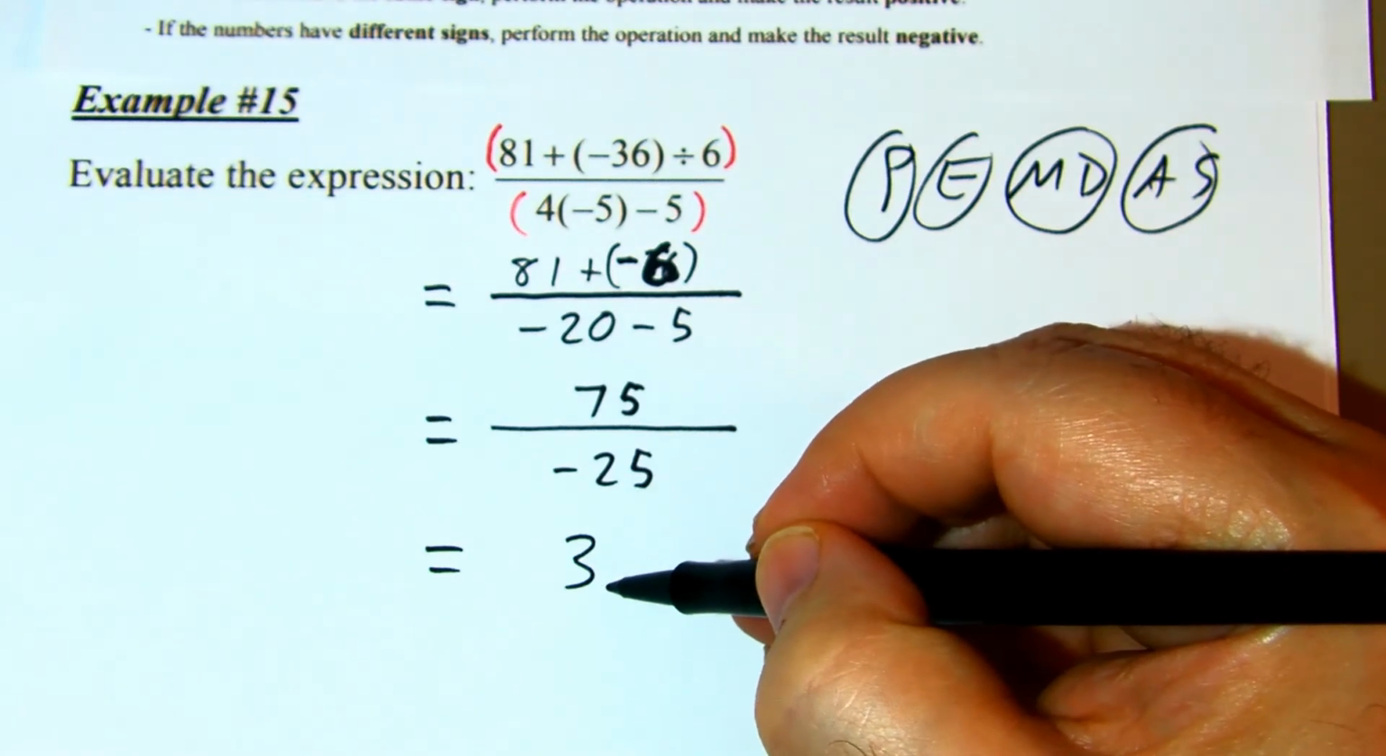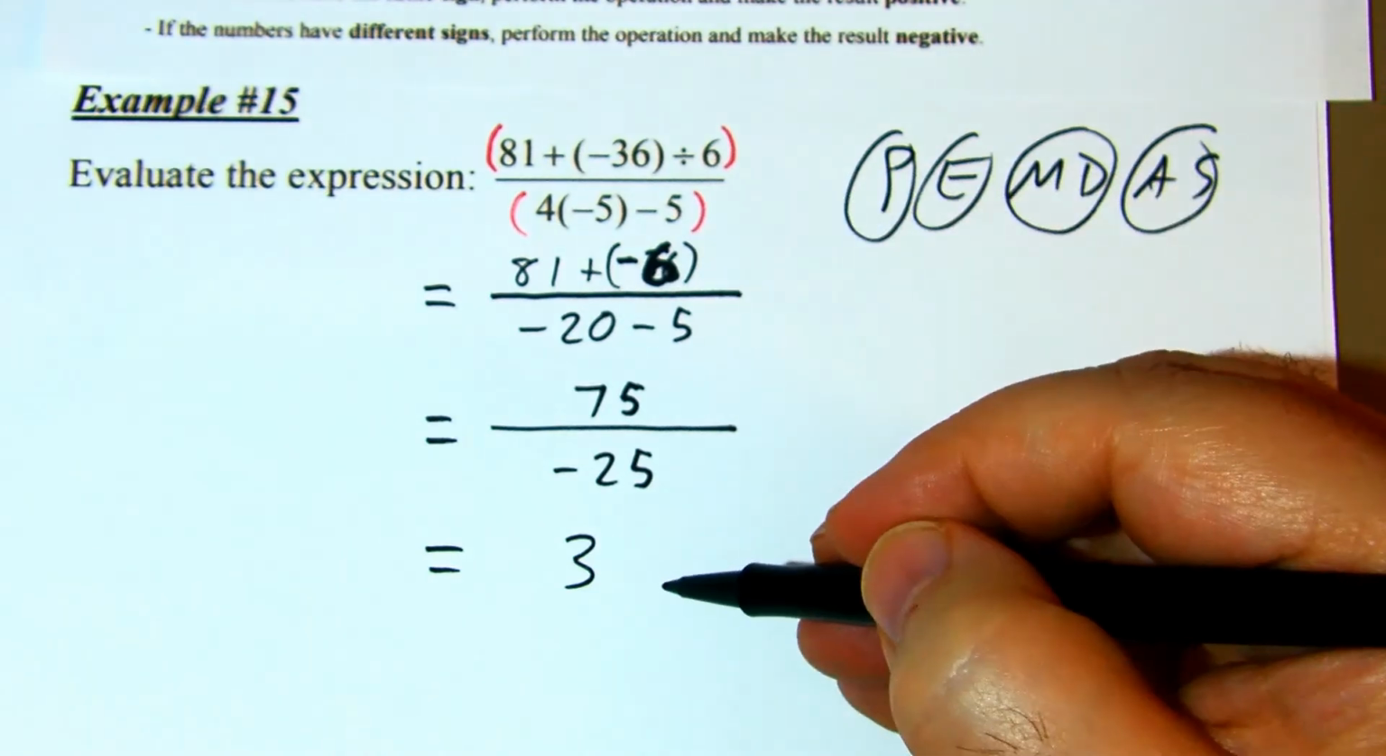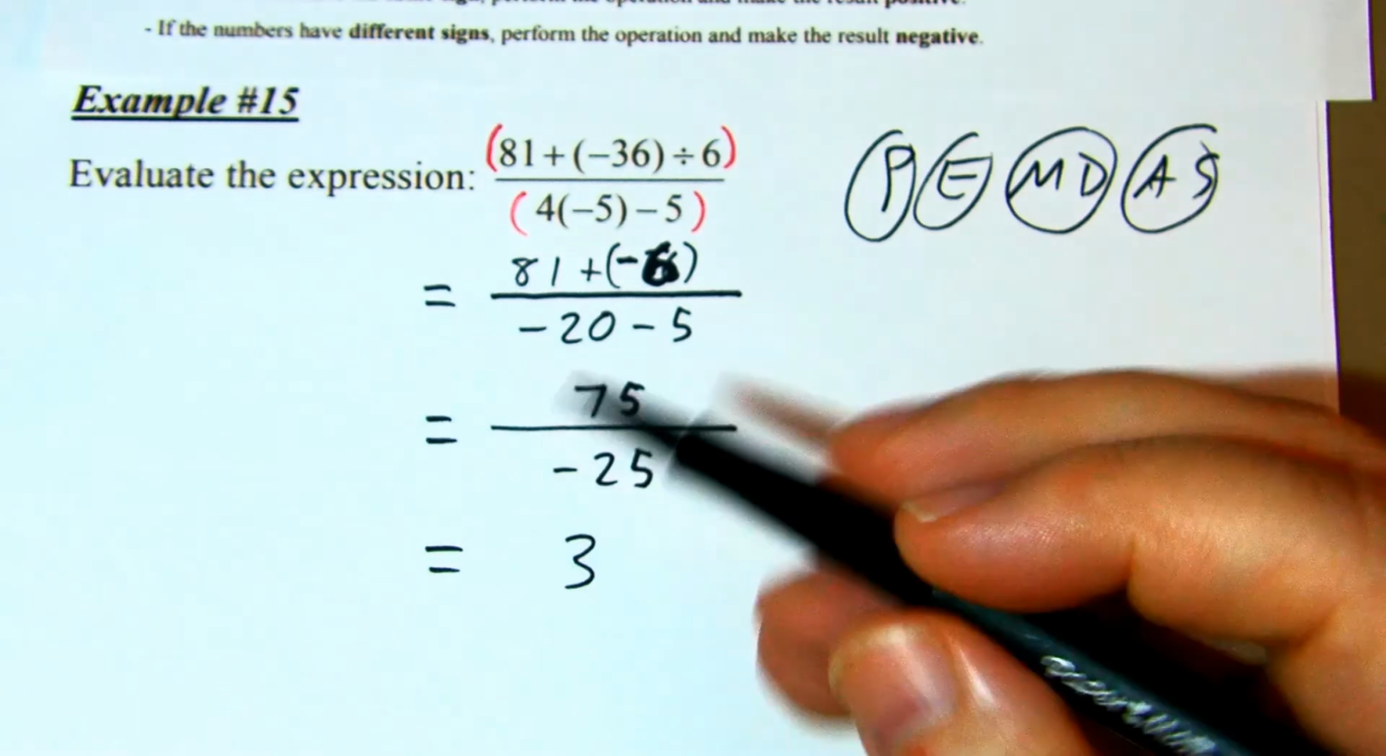If you don't want to do that in your head, there's no reason you need to. I'm just going to do this first sweep through without the calculator. Now, is this a positive 3 or a negative 3?